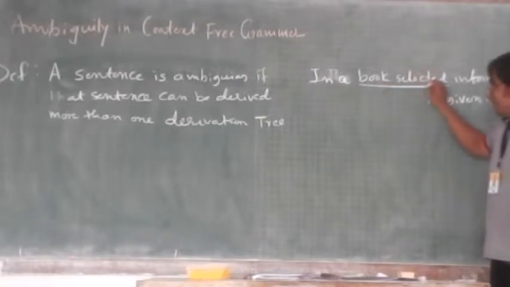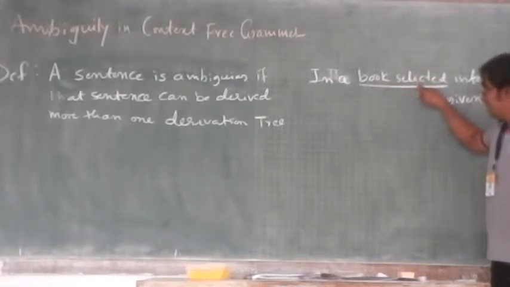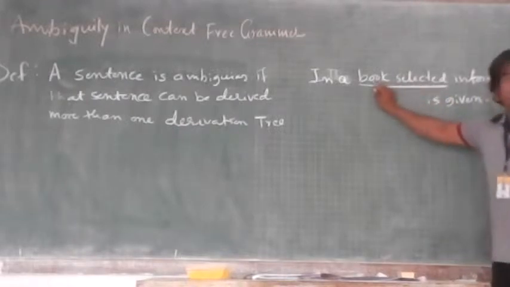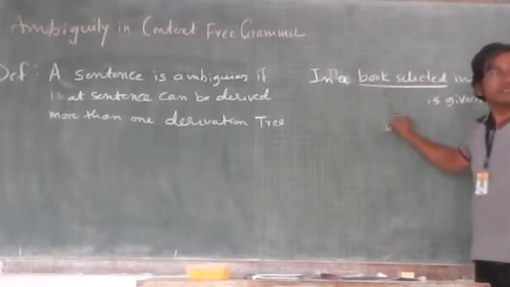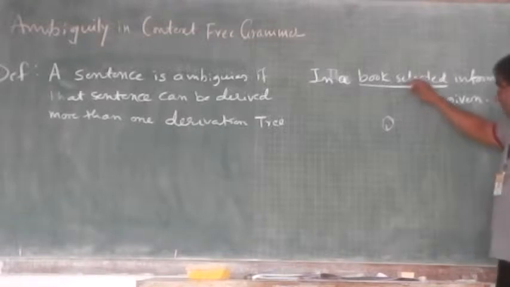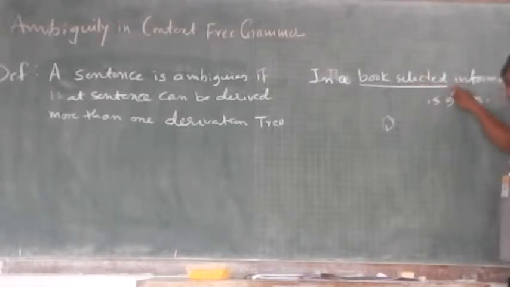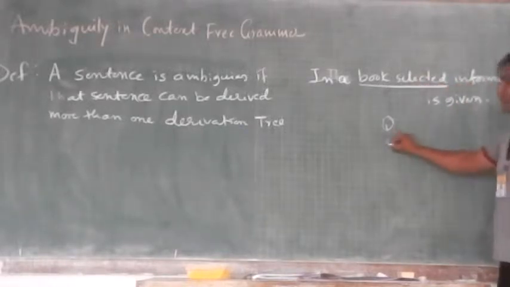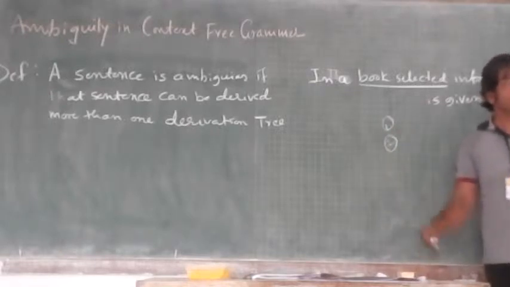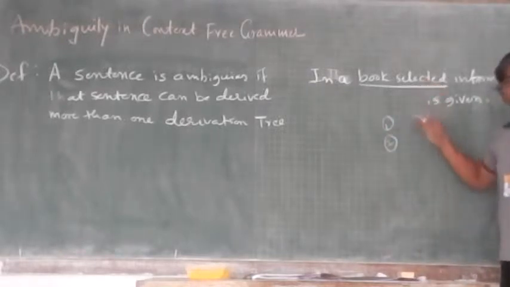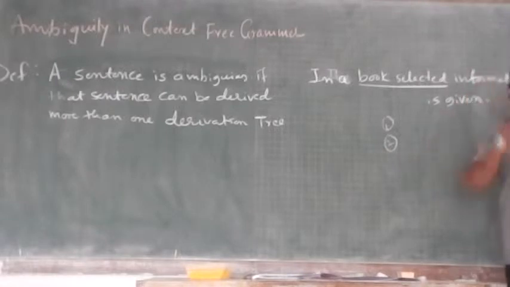See, if you connect this word selected with book, you will find one meaning. And if you connect this word selected with information, you will find another meaning. By having a single sentence, you are able to draw two different meanings. Is it true or not?